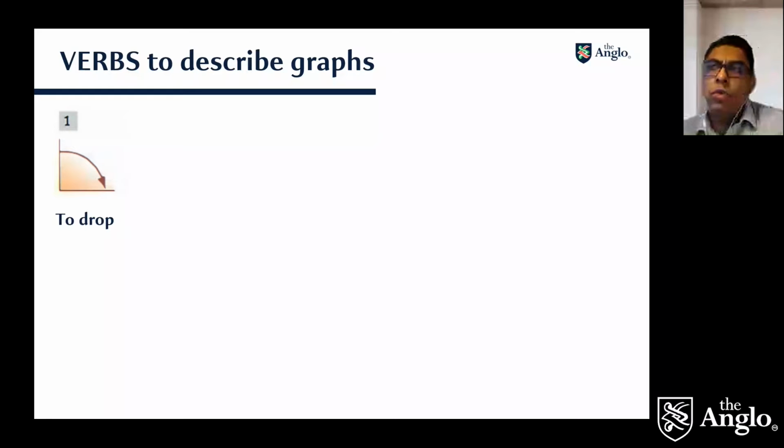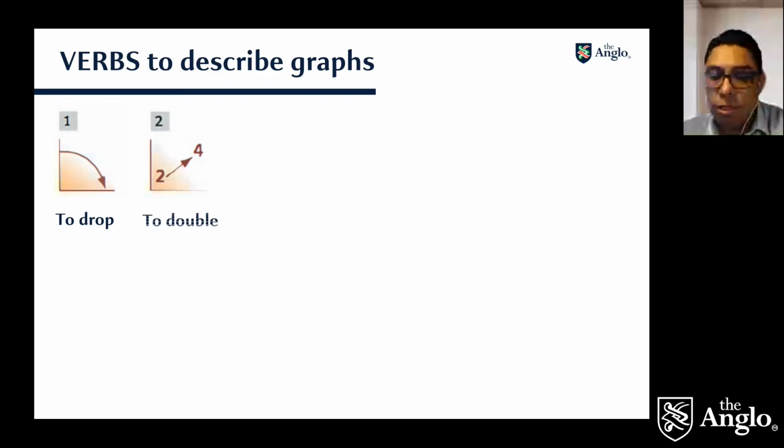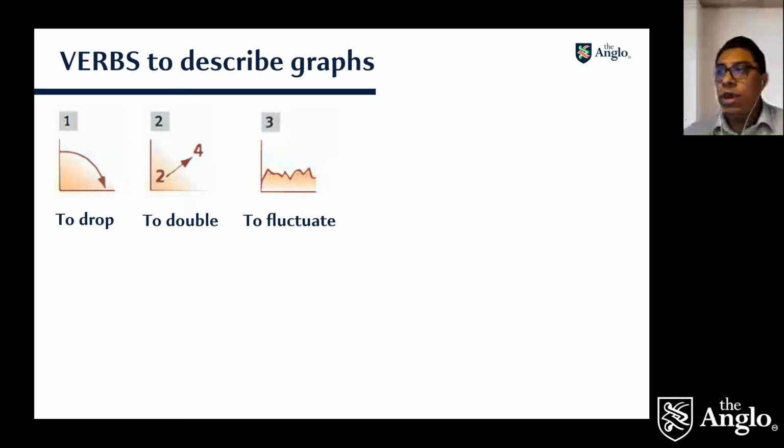To drop is a synonym for go down, let's say. So normally in this case, as you can see, it's pretty self-explanatory. Sales are dropping or going down. This is not positive, okay? The second, as you can see, is to double, okay? The number is there, so you go from 2 to 4, it's to double. Number 3, to fluctuate. In this case, you can see that this one is jumping, right? Like going up and down. So that is fluctuation, to fluctuate.